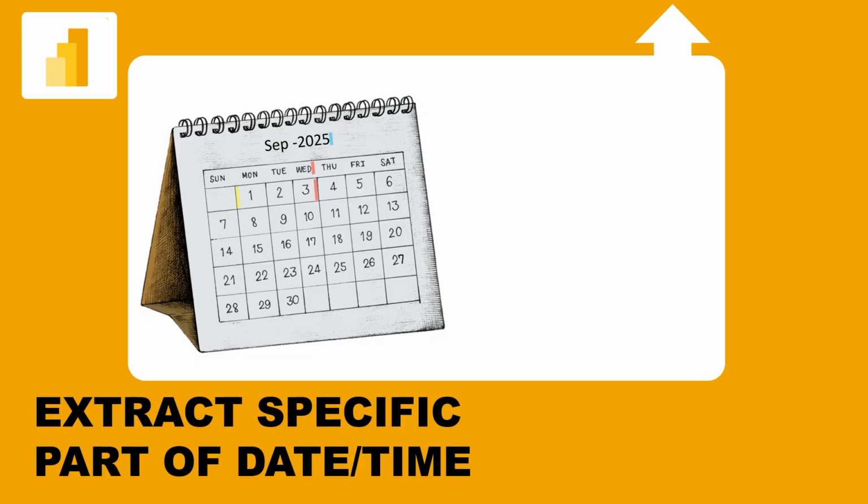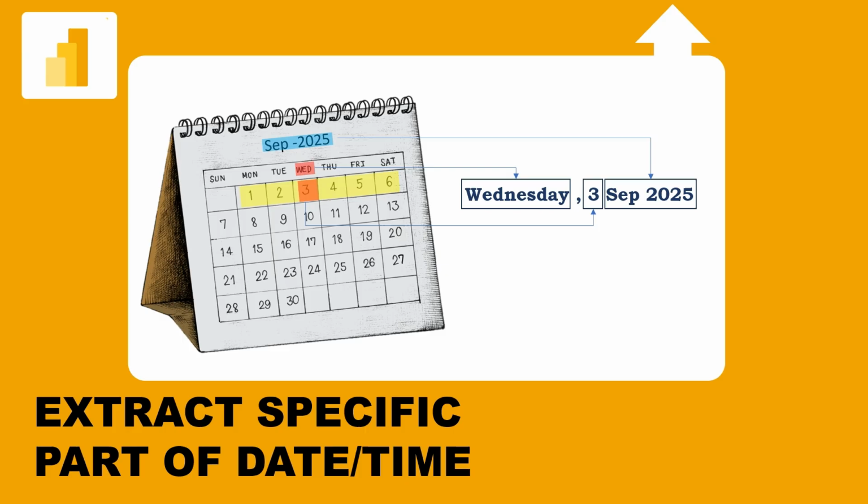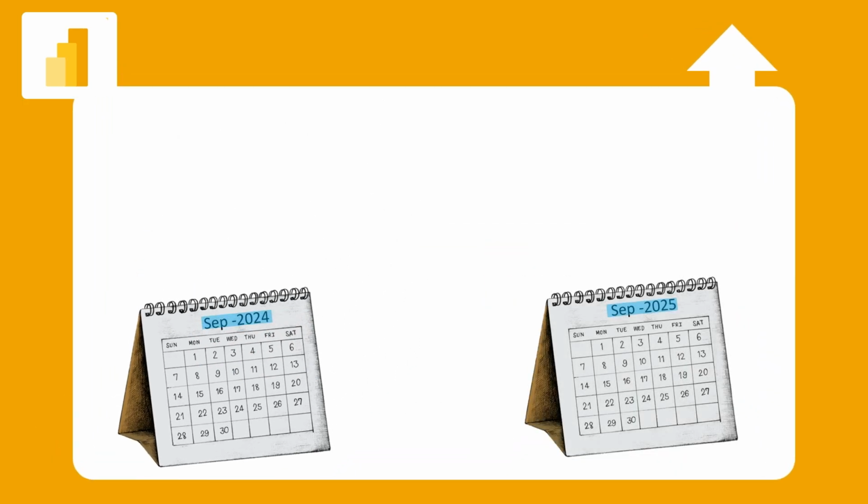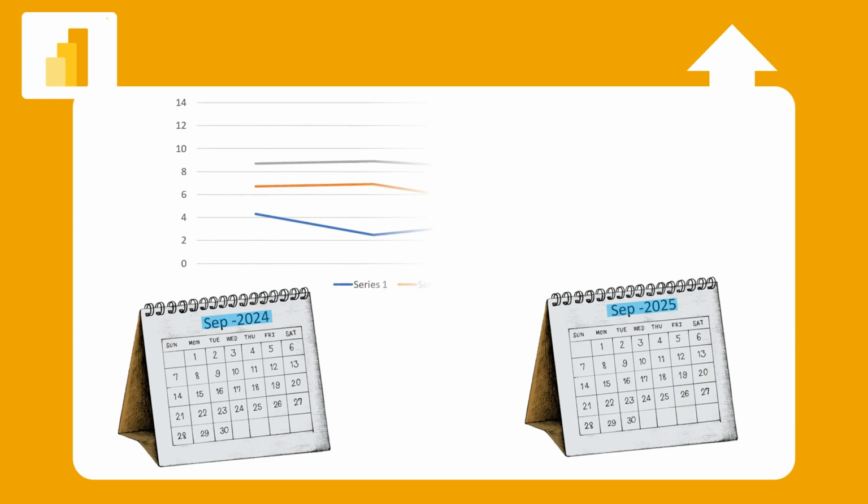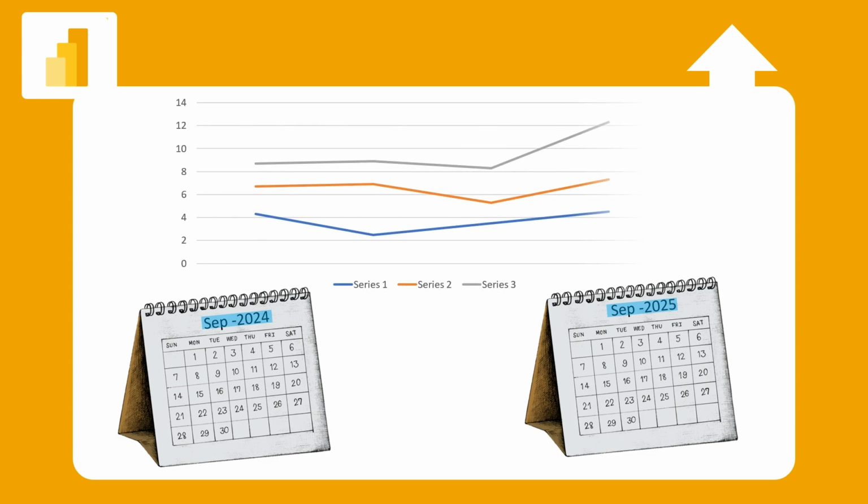Alright, so in this first section, we are going to check the DAX functions that help you pull specific details from a date column. Think about when you are analyzing data: sometimes you don't just need the full date, right? You might only care about the year, or just the month, or maybe the day of the week. For example, let's say you want to compare sales month by month across different years. In this case, extracting the month is super important.